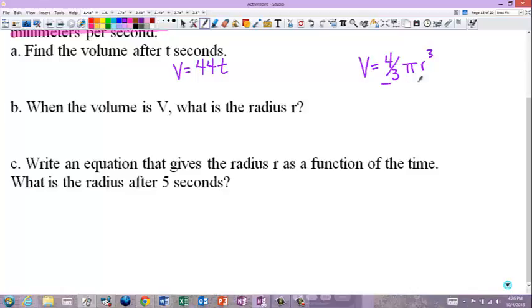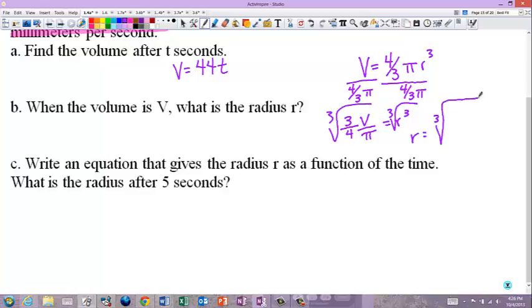So I would divide by 4/3 pi. Now dividing by 4/3 is the same as multiplying by 3/4. So 3/4, pi's on the bottom. 3v over 4 pi equals r cubed. I can take the cube root. So r equals the cube root of 3v over 4 pi, where the 3 is on the top with the v, and the 4 is on the bottom with the pi. And that's solved for r.